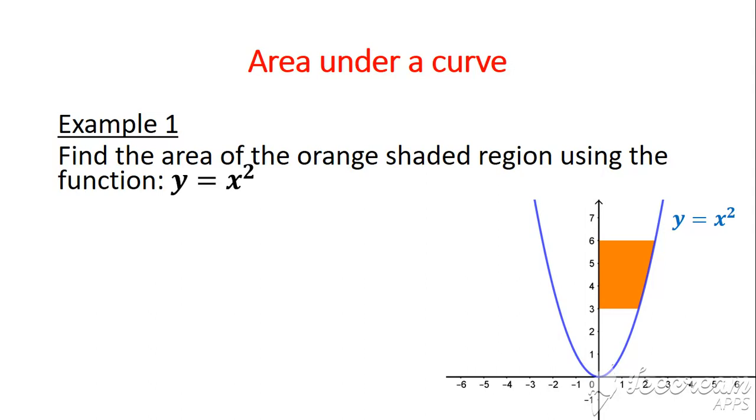So the graph is a parabola, y equal to x squared. But notice this time, the area we're trying to find is between the graph and the y-axis, not between the graph and the x-axis, which is what we're commonly used to. So we're going to have to do a little bit of a trick here to sort this one out.